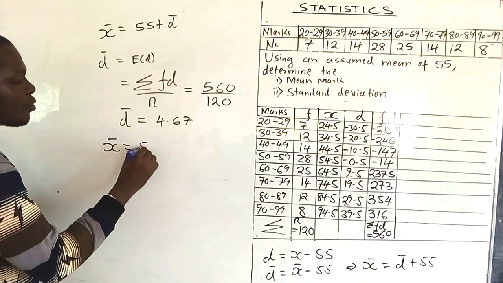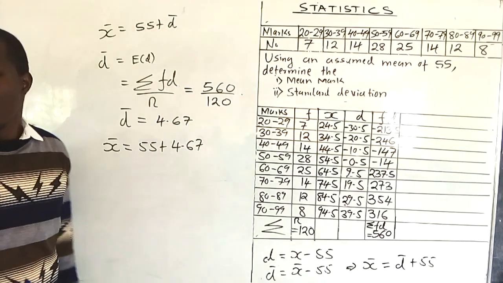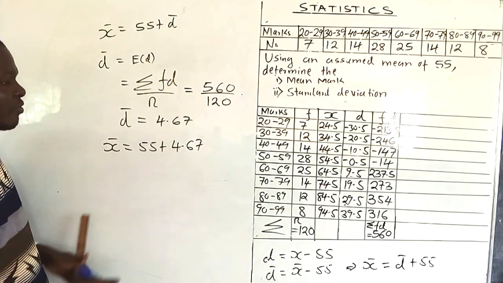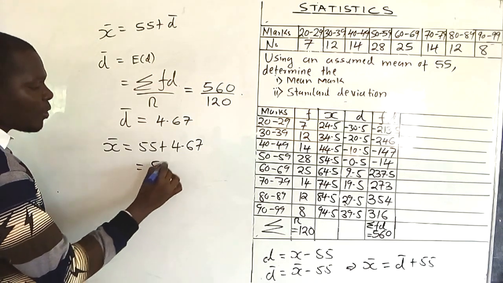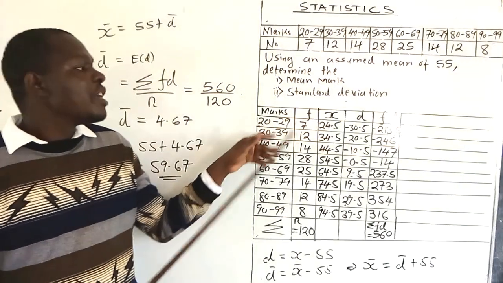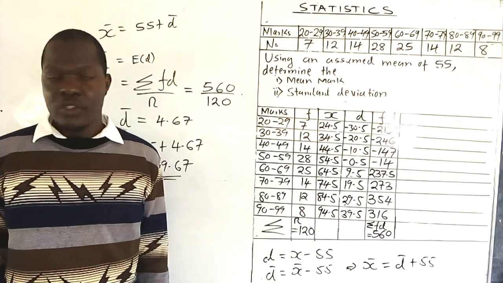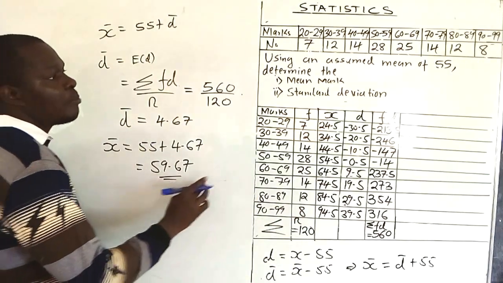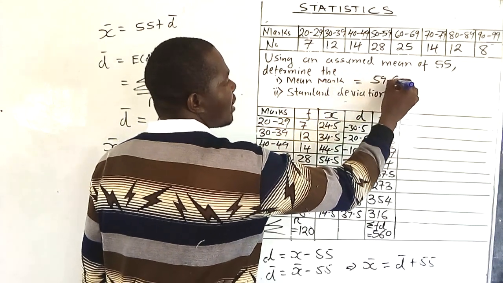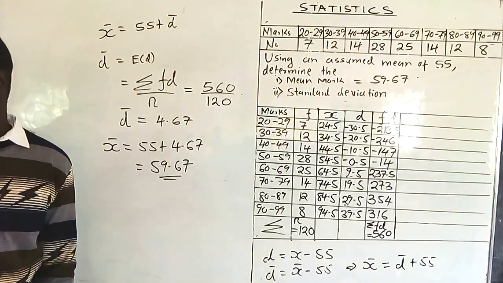It is the assumed mean plus the mean of d, isn't it? Are we together? So assumed mean plus the mean of d, you get the mean of x to be 59.67. So the mean of x is the mean mark, because x were representing marks, isn't it? So the mean mark is 59.67. So we found the mean mark is 59.67. Now we want to get the standard deviation, isn't it?